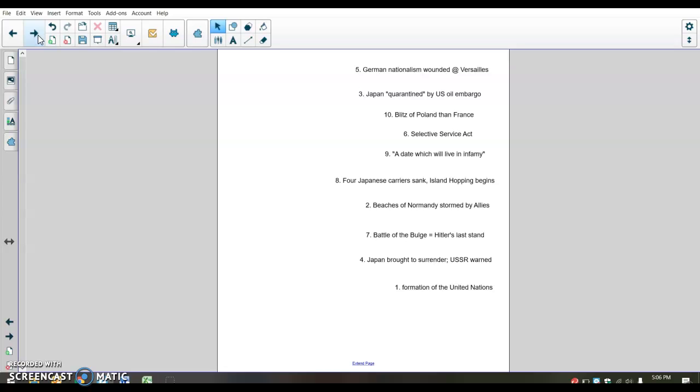1939, Hitler blitzes Poland, and then France. 1940, we have the Selective Service Act, which is a fancy name for a draft, which gets us somewhat prepared, not really, for the war. December 7th, 1941, Pearl Harbor, a date which will live in infamy. The United States enters the war.